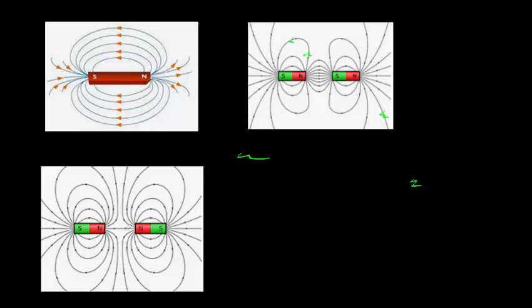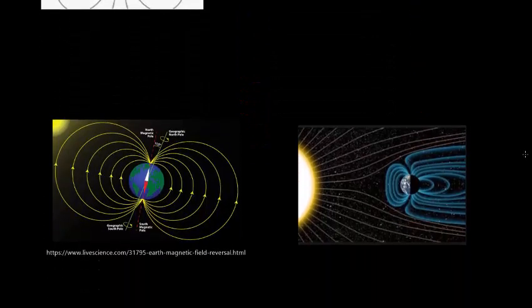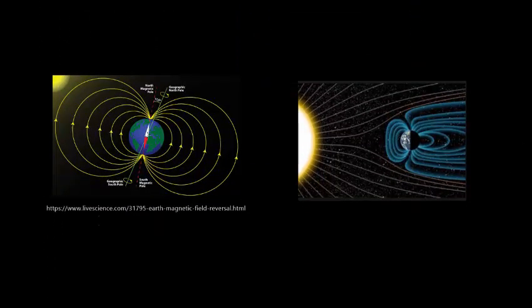So what does the field of the Earth look like? I'm going to show you two pictures. We're going to look at this one, and I want you to find what's wrong with this picture. I took this from livescience.com. So what's wrong with it? Well, I'm just noticing that it says Earth magnetic field reversal.